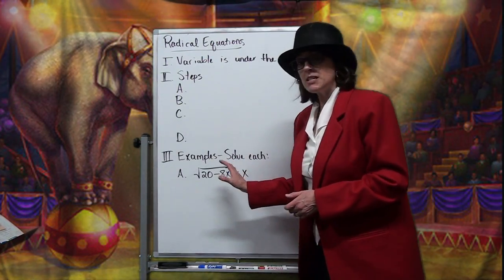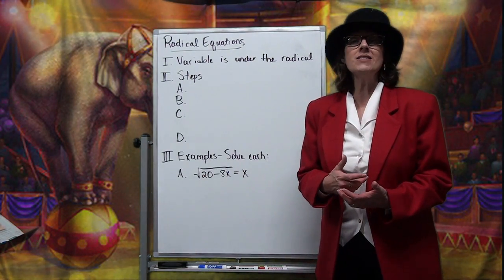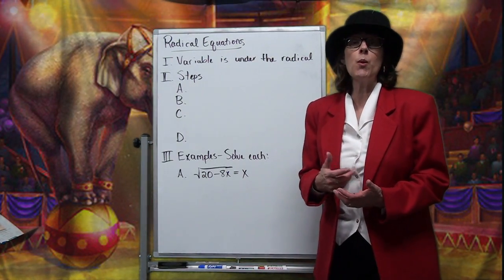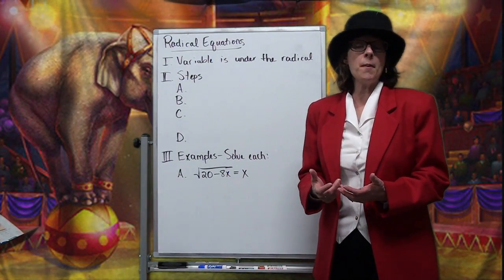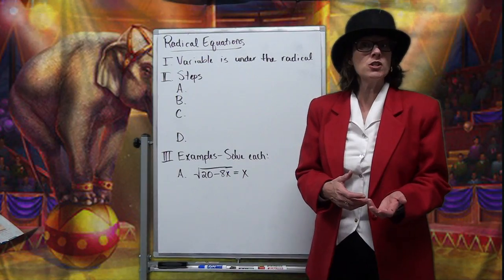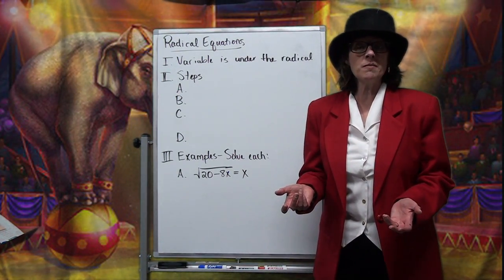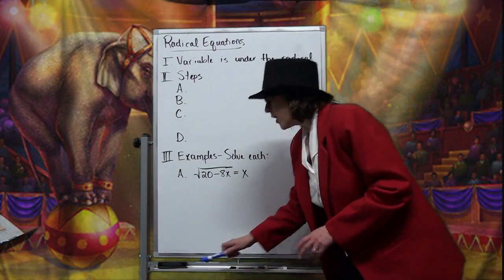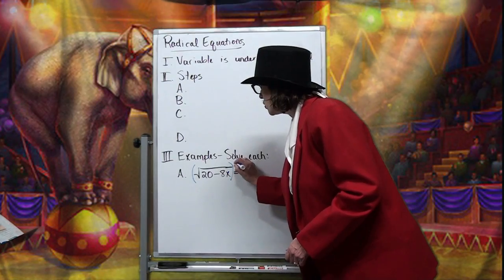So what I'm going to do is I'm going to take a look at this and I'm going to say I need to get the radical out of the way. Well, what would it take to get that radical out of the way? In other words, what would undo a square root? The opposite, just like the opposite of multiplication is division, the opposite of addition is subtraction. What's the opposite of square rooting? Absolutely, squaring.